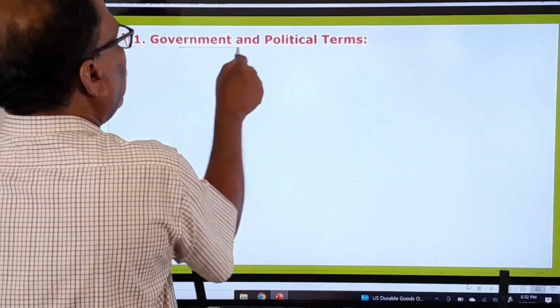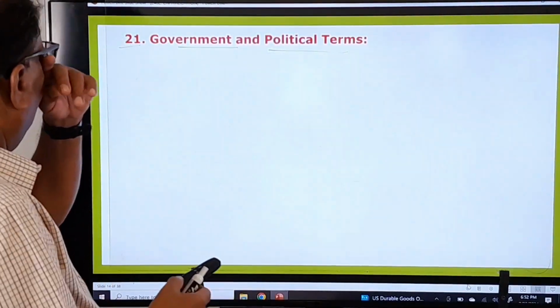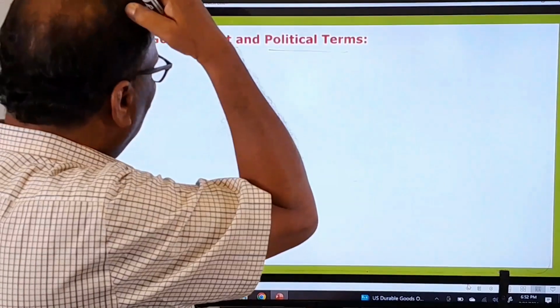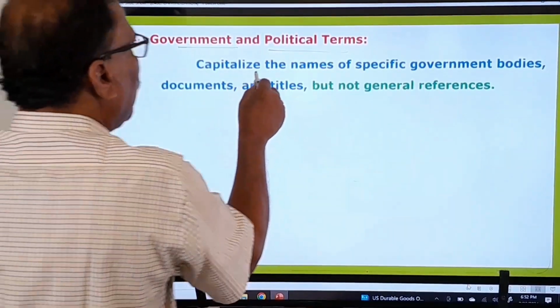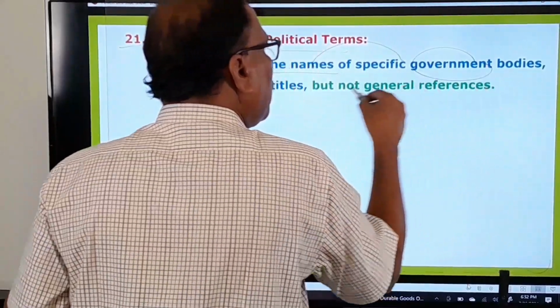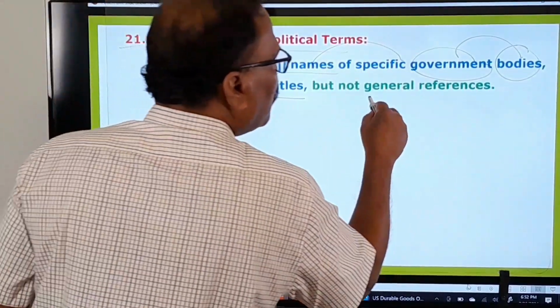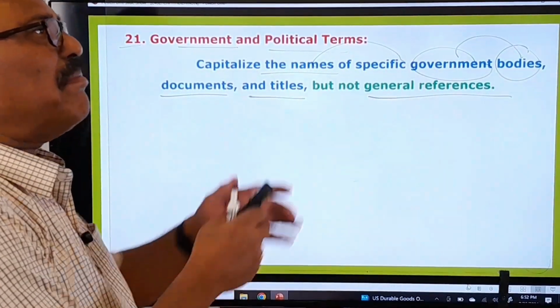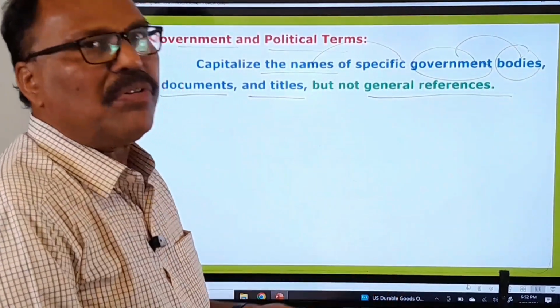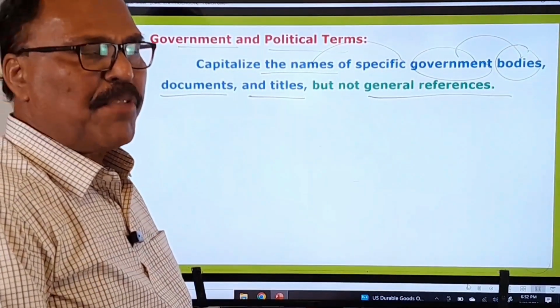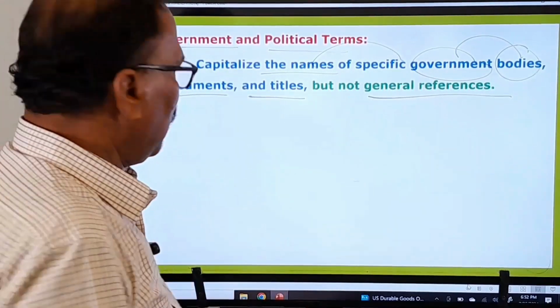The 21st one, government and political terms. What are the government and political terms? Capitalize the names of specific government bodies, documents, and titles, but not general references. Whenever they are mentioned in a general way, you should not capitalize them, but otherwise you have to capitalize them.